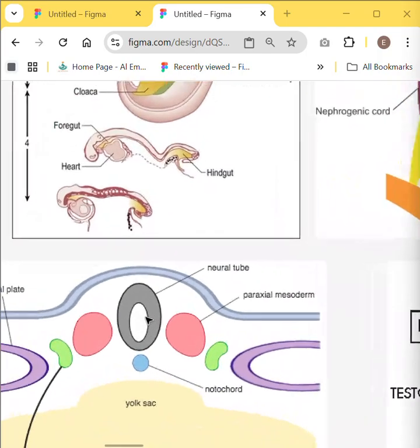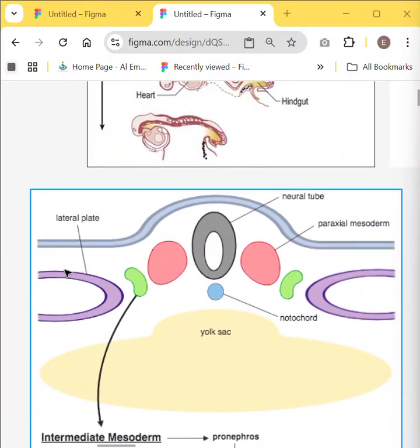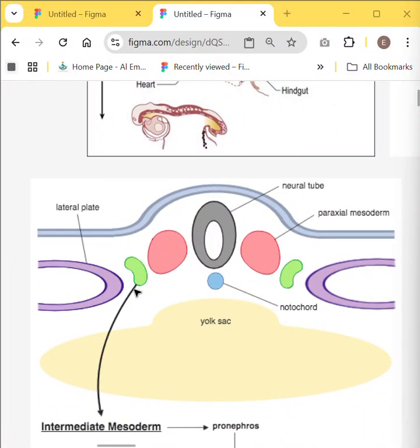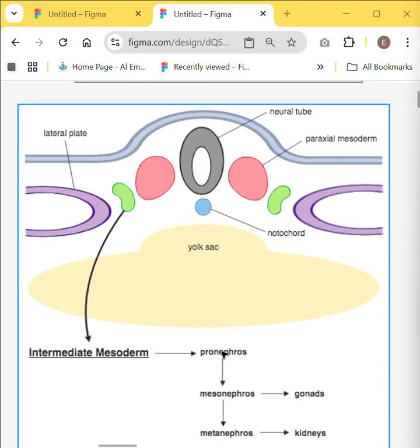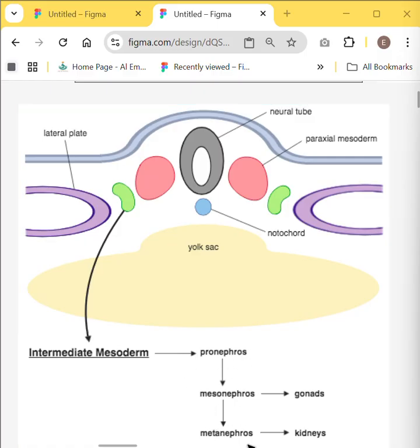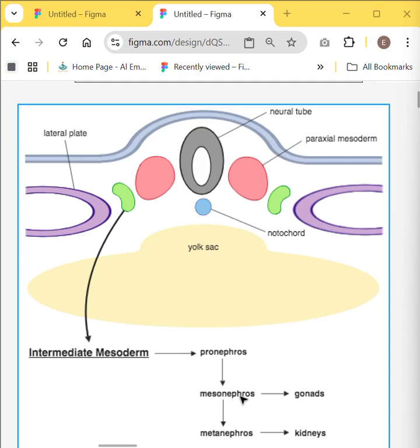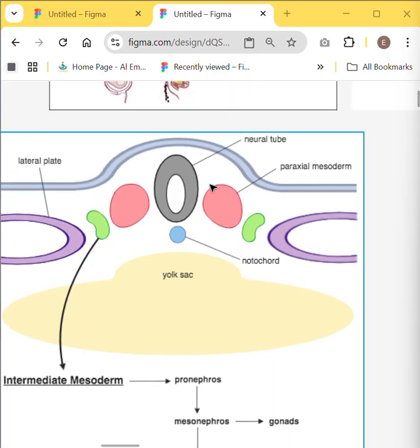So here you can see the mesoderm. This is the lateral bit. This is the intermediate mesoderm, which creates the pronephros. The pronephros then becomes the mesonephros, which then becomes the metanephros. The mesonephros helps to differentiate into the gonads, and the metanephros becomes the kidneys. This is the paraxial mesoderm, this is the neural tube, the notochord, and the yolk sac.